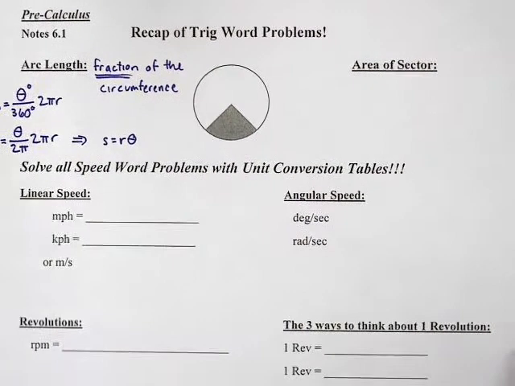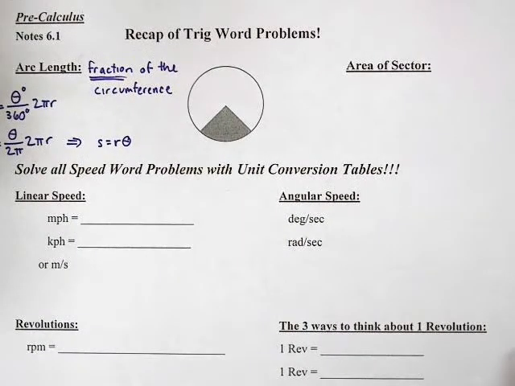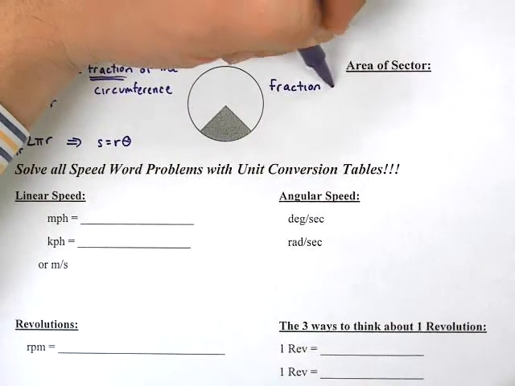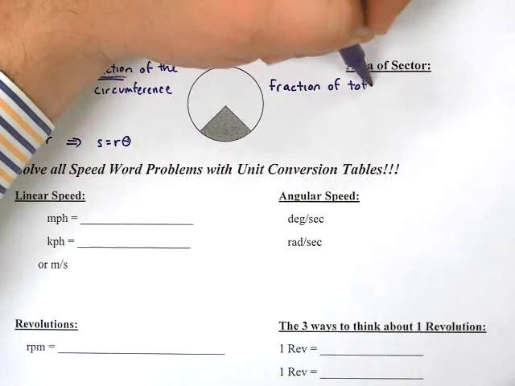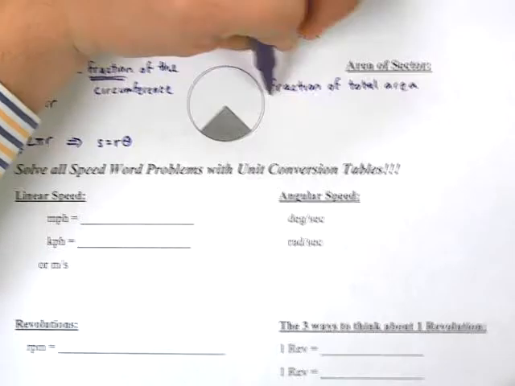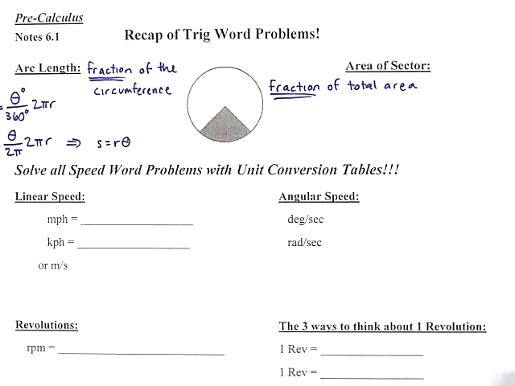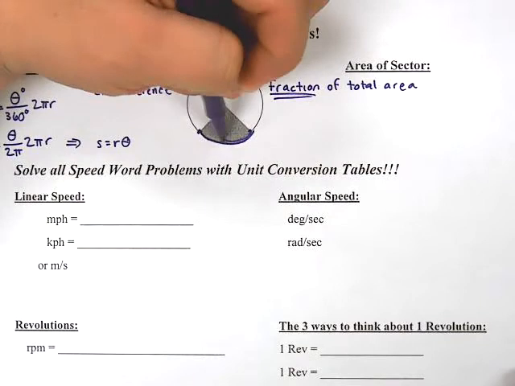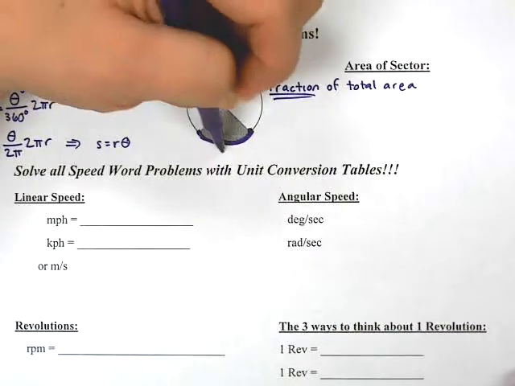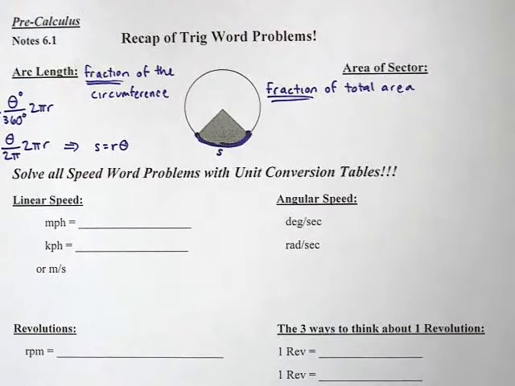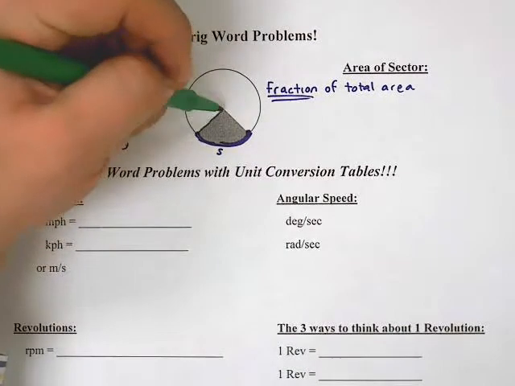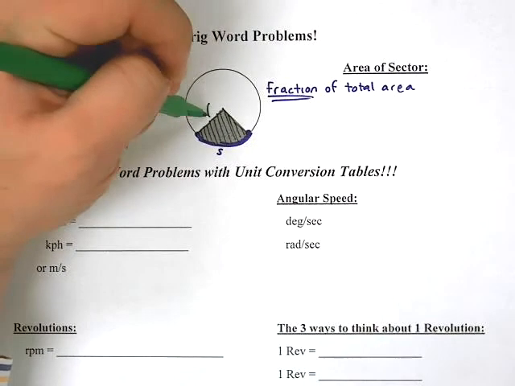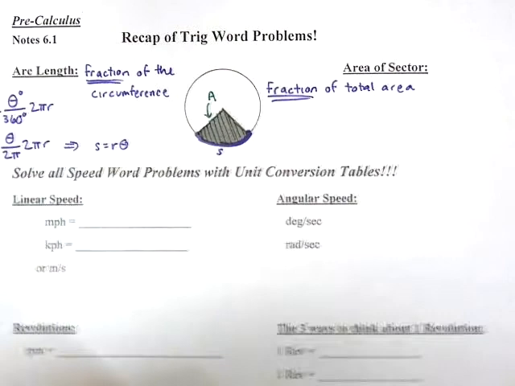And very similarly, when we talk about the area of a sector, we're looking for the fraction of total area. Alright, and actually, you know what, I should have done this. Let's do this. I'm going to draw this in. Wow, that's a good picture. This was s. And that's the area, okay, area of a sector.